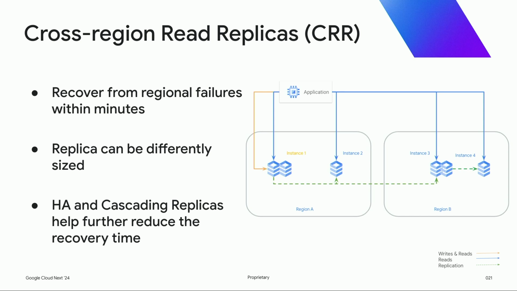Cloud SQL already offers you cross-region read replicas for performing disaster recovery with very little recovery time objective, also known as RTO. With cross-region read replicas, you can recover from regional failures within minutes. You just need to create a cross-region read replica, and in case of a disaster on the primary region, promote that replica, and you're good to go.